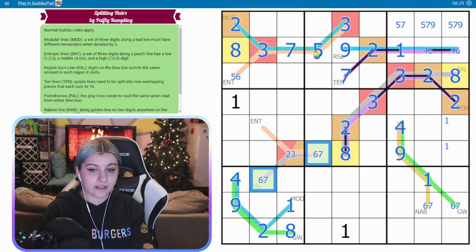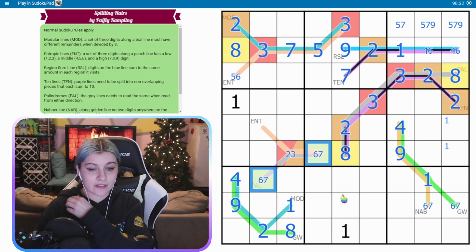Okay, they see an 8 and they see a 9. So these are also a 6, 7. But they're the same 6, 7. I need to remember that.